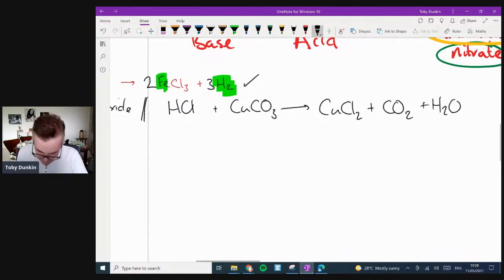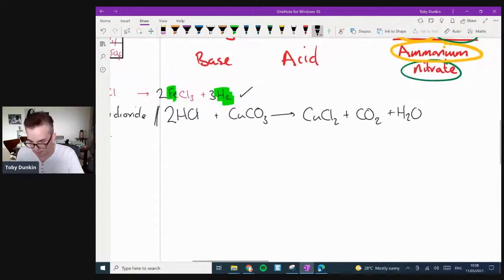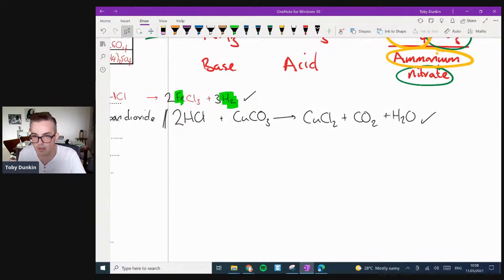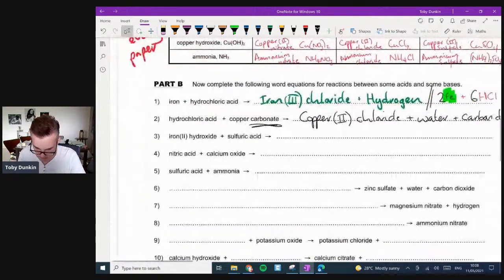I think you'll find it now balances. Tick it if you got it, folks. Tick it if you balance. Oh, sorry, it only says to do the equations for 2 and 9.